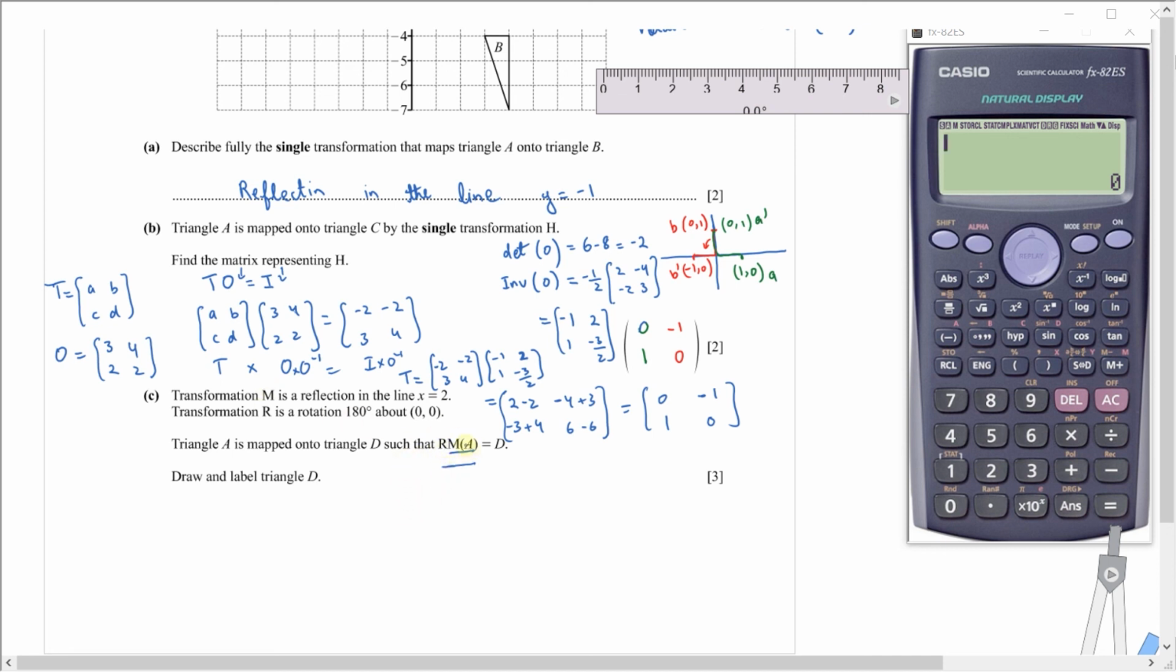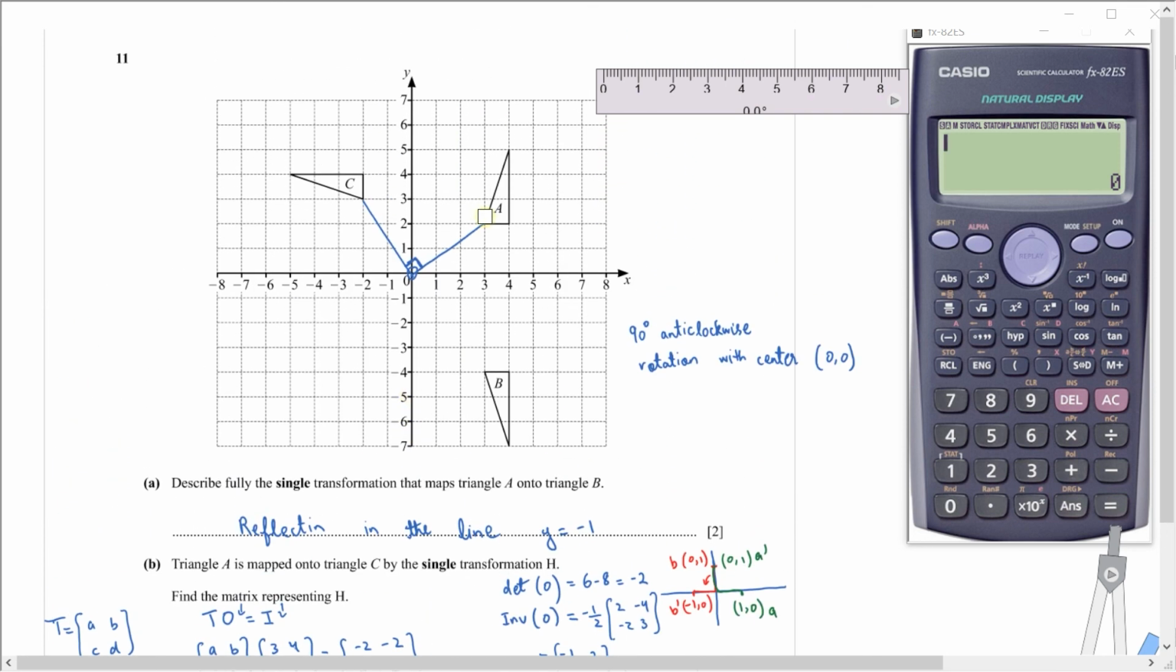So we have to first apply M. M is a reflection in line x equals 2. So let me just erase this. So line x equals 2 is this. So now I have to reflect my triangle A in this line x equals 2. So this perpendicular distance here is 1. So I'll go the same perpendicular distance, 1. So this will give me this point.